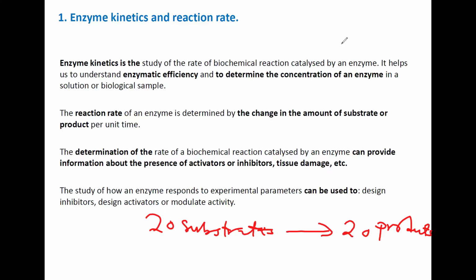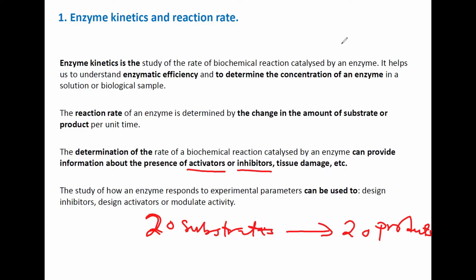Now maybe you have the enzyme in a given biological sample, and you realize that instead of converting 20 substrates to 20 products, it is now converting 30 substrates to 30 products. So what does that mean? It means that there is an activator. And what is an activator? When you say enzyme activators, it means there are molecules that increase the activity of the enzyme.